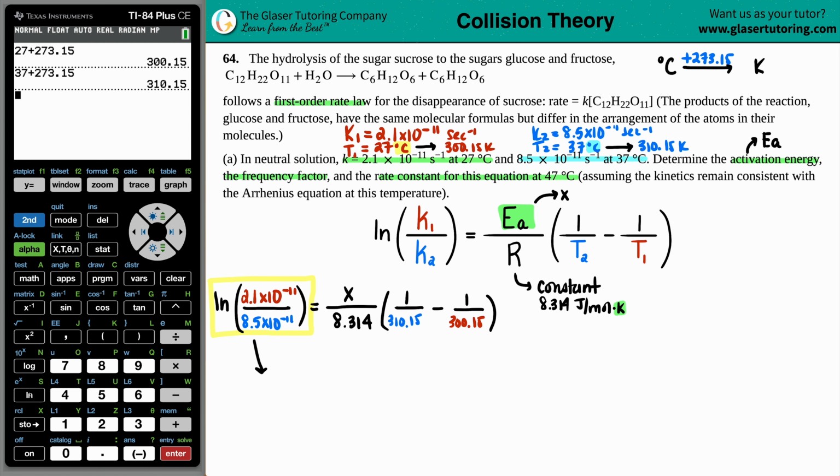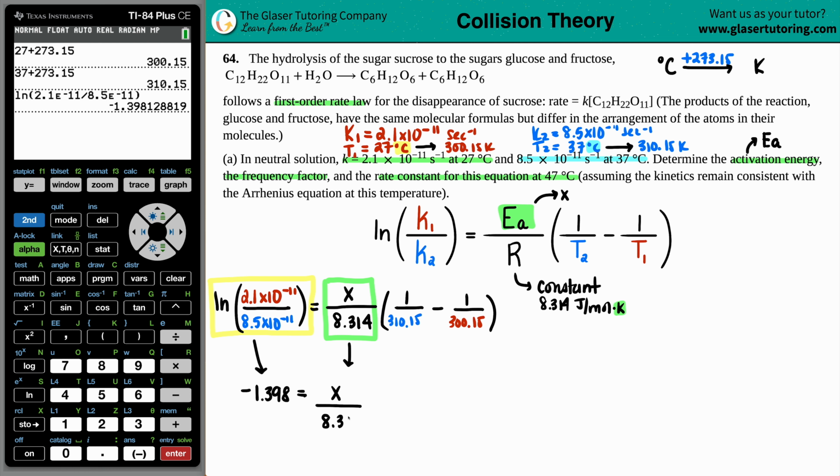But anyway, we're going to press natural log ln of 2.1 second comma times 10 to the negative 11th divided by 8.5 second comma times 10 to the negative 11th. Close that up, just making sure that everything looks good. Looks good to me. And we get that one number now, negative 1.398 equals. Next one, this division, can't really do much with that right now because it's tied in with that variable, so I'll just leave it like that.